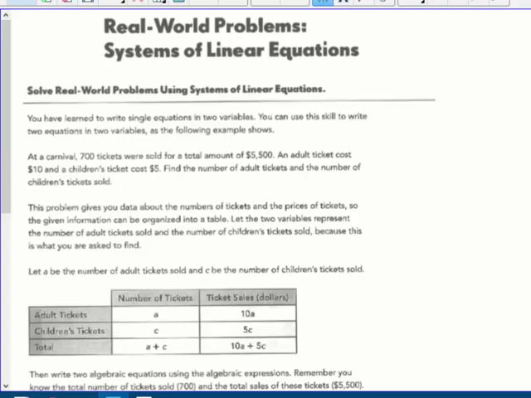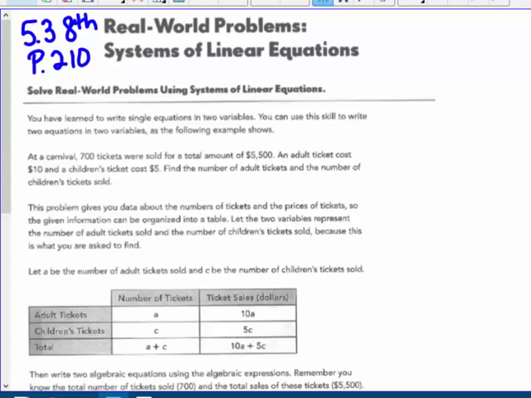Real-world problems, systems of linear equations. This is 5.3 in your 8th grade textbook. In fact, this is page 210 if you're interested, so you can follow along in the book if you want to. Solve real-world problems using systems of linear equations. You have learned to write single equations with two variables. You can use this skill to write two equations and two variables as the following example shows.